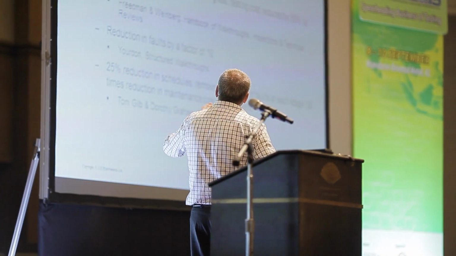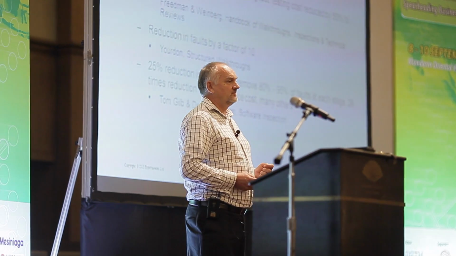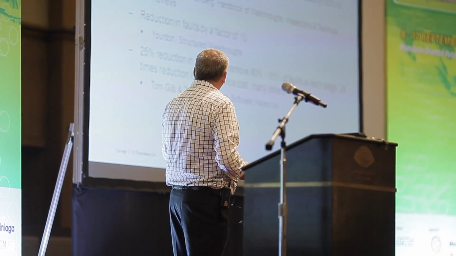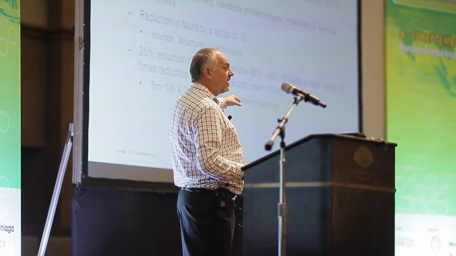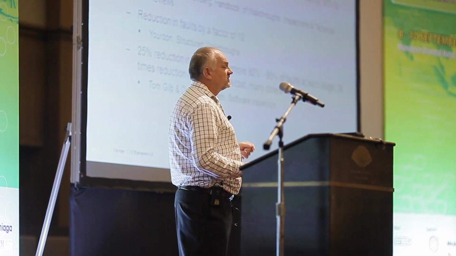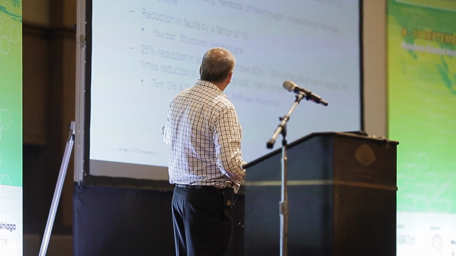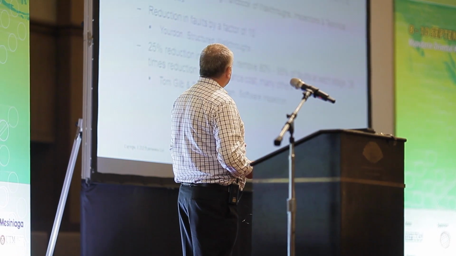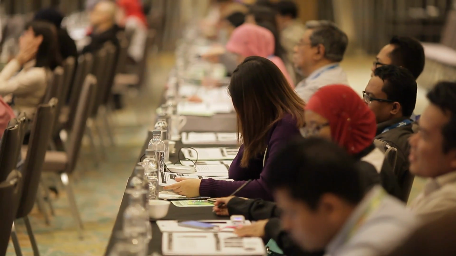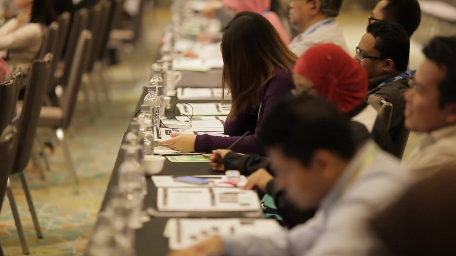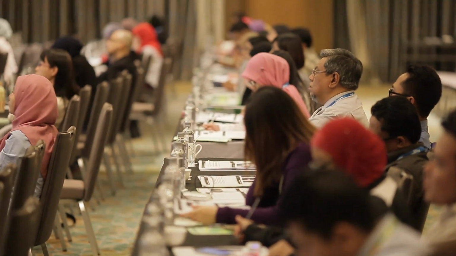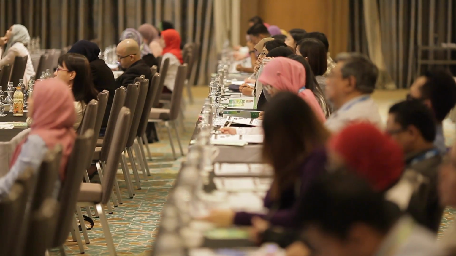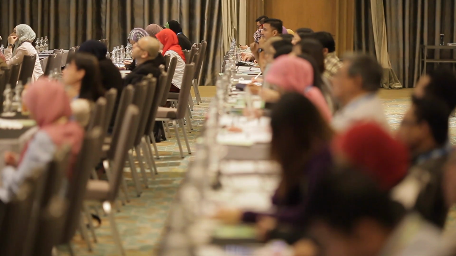Jordan talks about reducing faults by a factor of 10 by doing reviews. And Tom Gilb and Dorothy Graham, I mentioned earlier, in their book on software inspection, talk about a 25% reduction in schedules, taking 80 to 95% of faults in each stage, and a 28 times reduction in maintenance costs. These are big numbers.